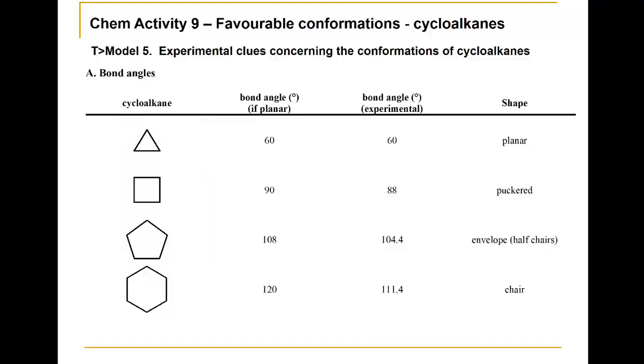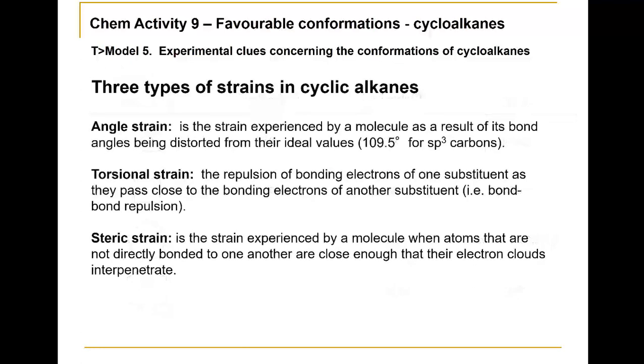Now, if all of these ring structures were planar, then we would expect bond angles of 60 degrees, 90 degrees, and 108 degrees. As it turns out, the experimental bond angles, or the actual bond angles, at least for the middle two, the cyclobutane and the cyclopentane, do not agree with the structure being planar. And it's helpful to investigate why that's the case. A good place to start would be to revisit some of the definitions concerning the various strains that can exist.